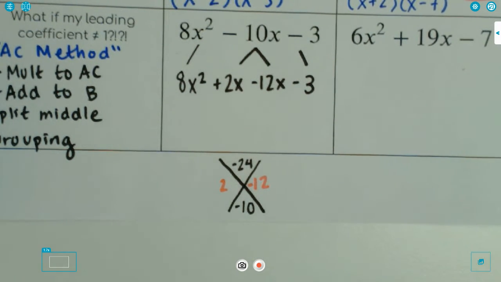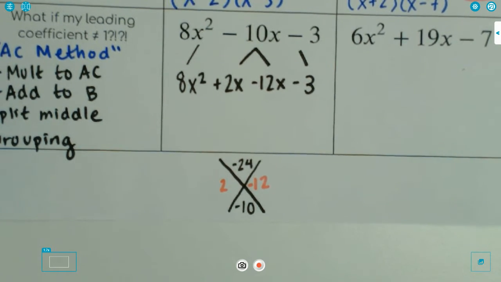Okay. The reason why we're allowed to do that is we are just uncombining like terms. So we could just do 2x minus 12x, get back to negative 10x, it's still equivalent. So we are unsimplifying it to make it so that we can factor it by grouping. From there, factor by grouping.